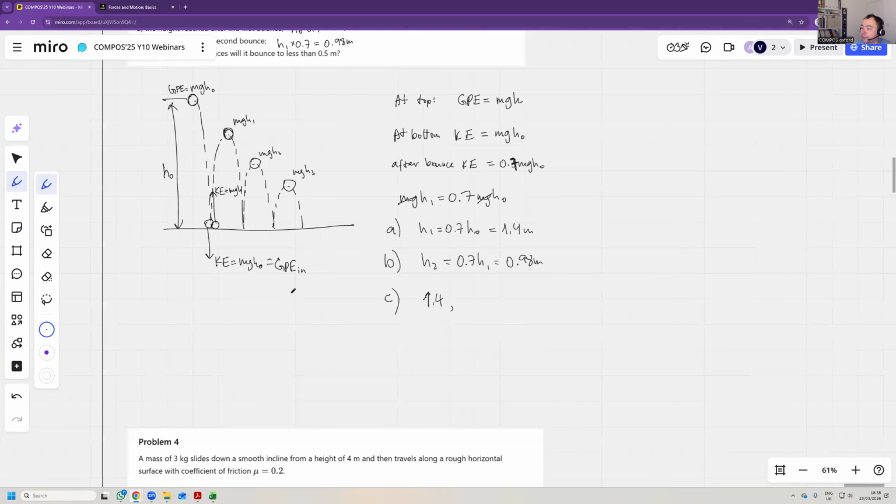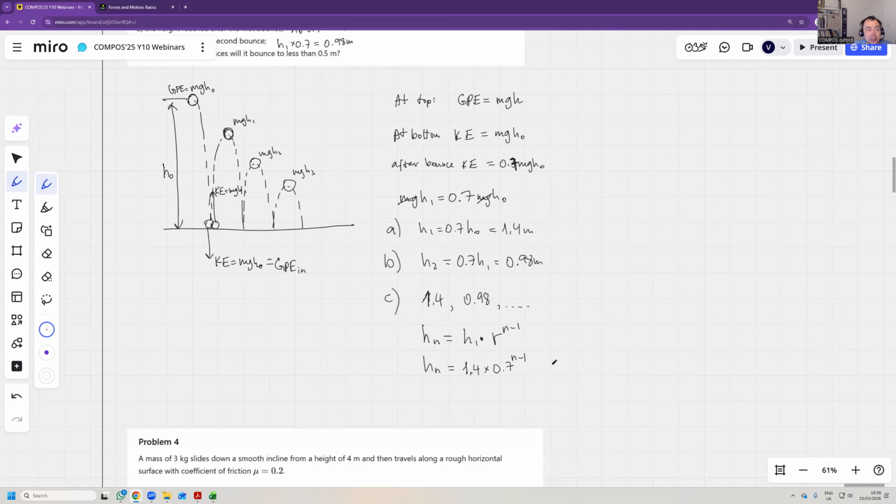Okay, we're not looking for speed. So the height of the bounces, 0.98, etc. So this is a geometric sequence, and we know that in a geometric sequence, u_n, the height of the nth bounce, is the height of the first bounce, h1, multiplied by the common ratio r to the power of n minus 1. So the height of the nth bounce is the height of the first bounce times 0.7 to the power n minus 1.